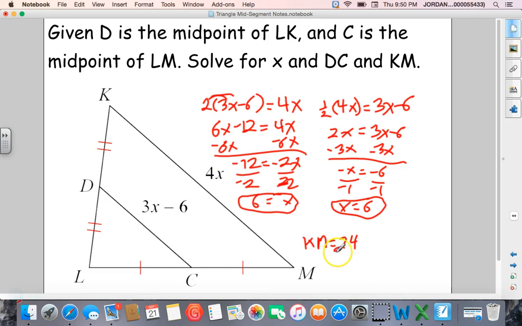Alright. And a smart way to do this next problem to find CD would be to say, well, remember our mid-segment is half of this. Well, if that's 24, half of 24 is 12. Alright, so we don't have to plug in, we can just know it's half. If you do plug 6 in right here for x and do 3 times 6 minus 6, you will still get 12. So there are our other two answers for this problem.